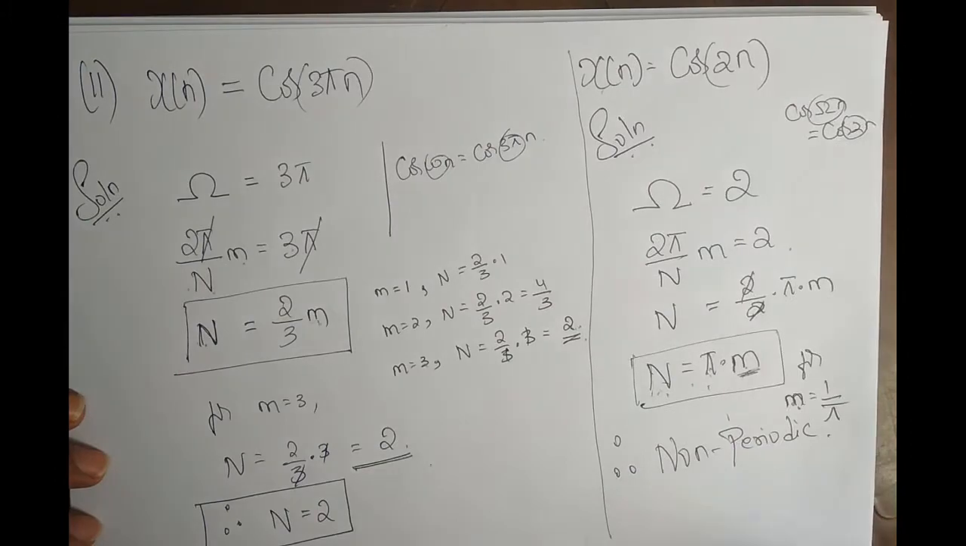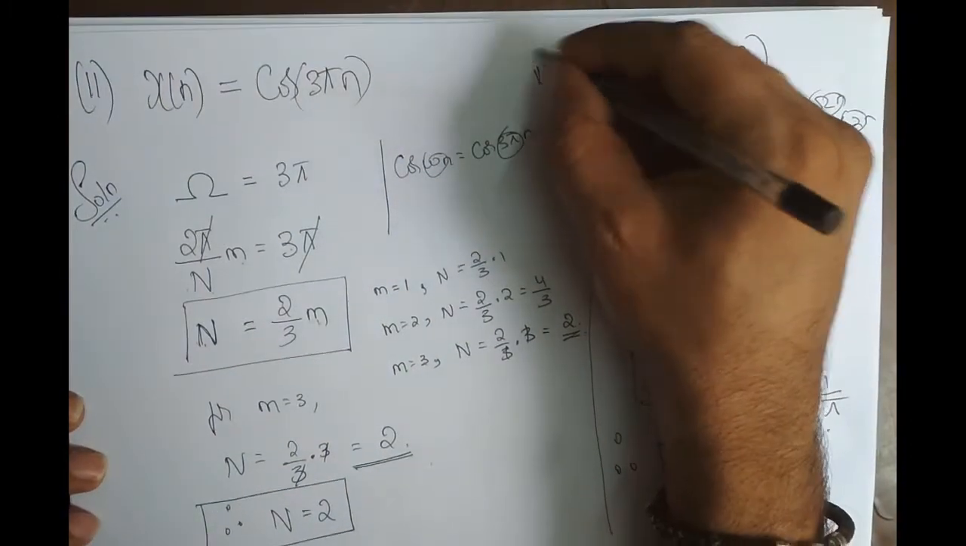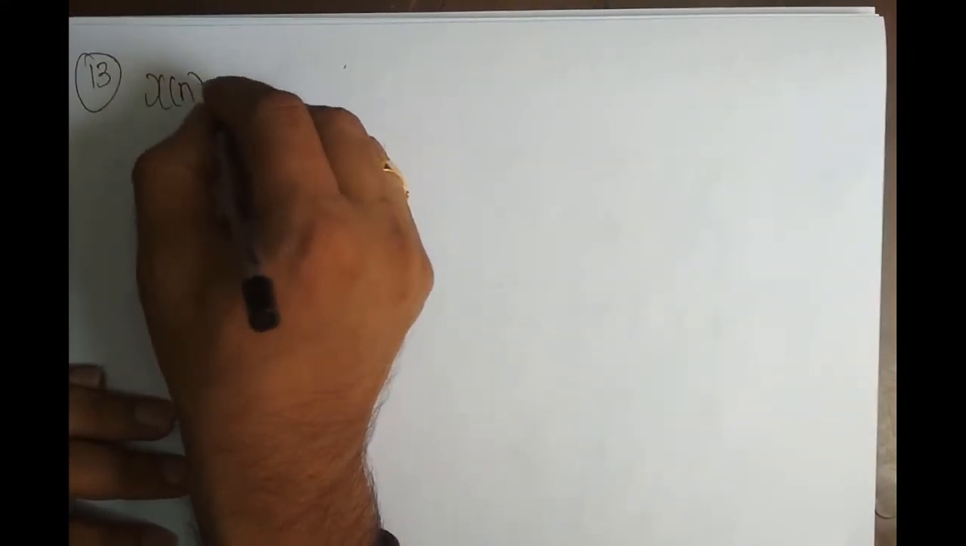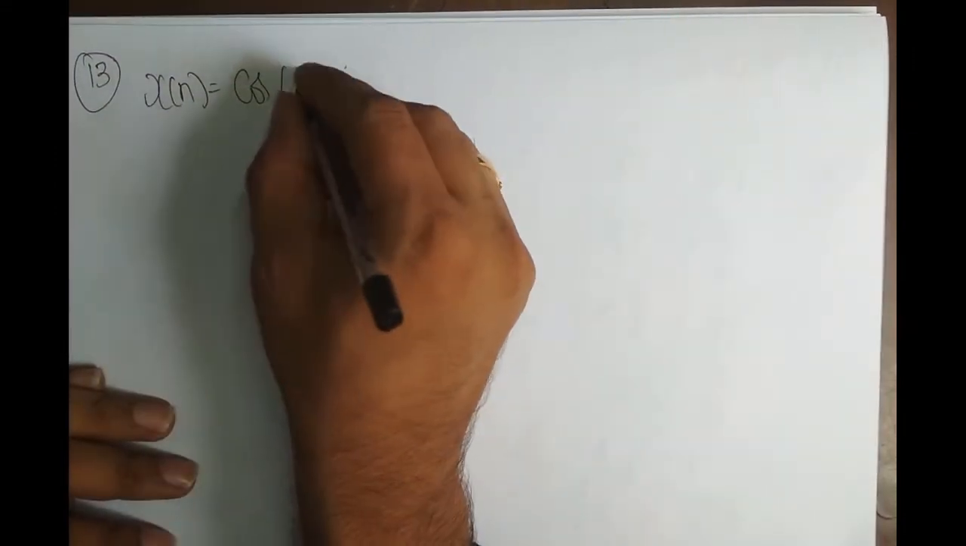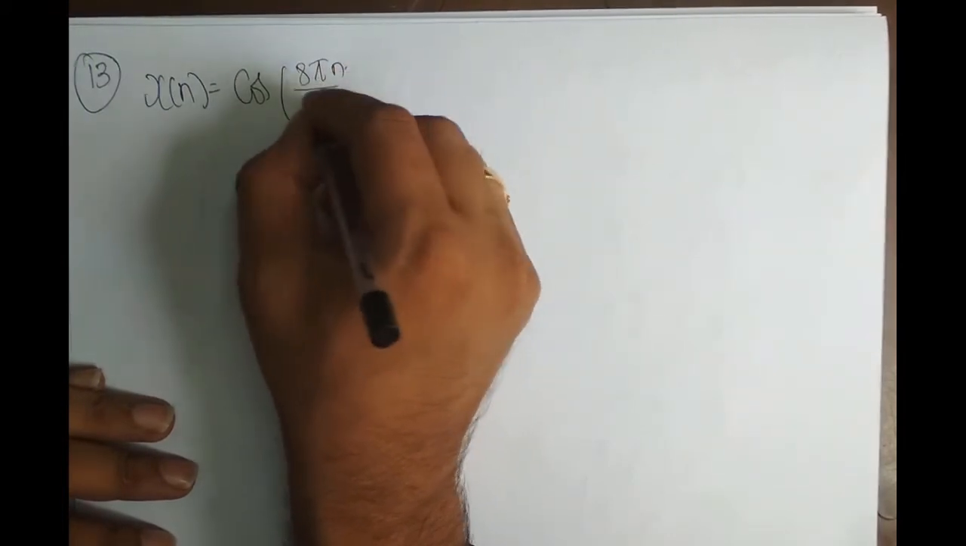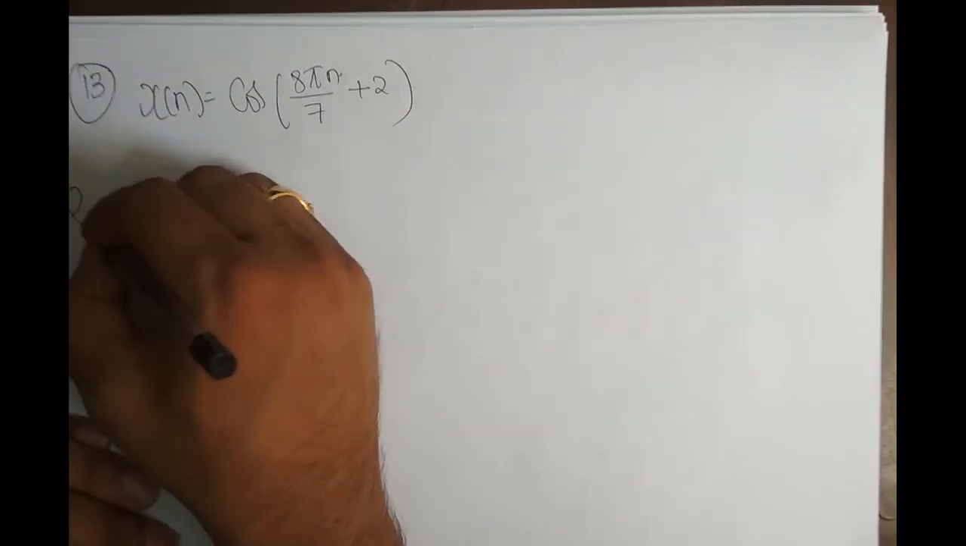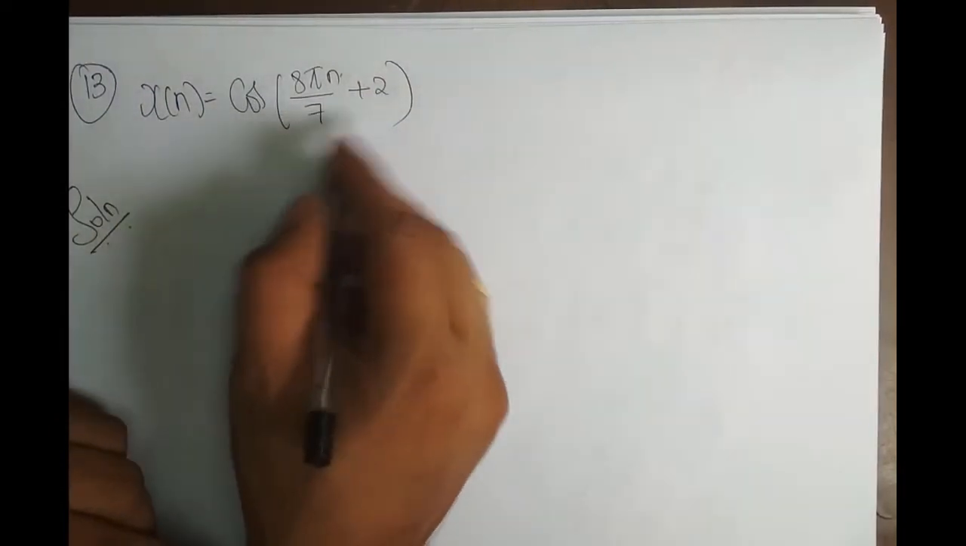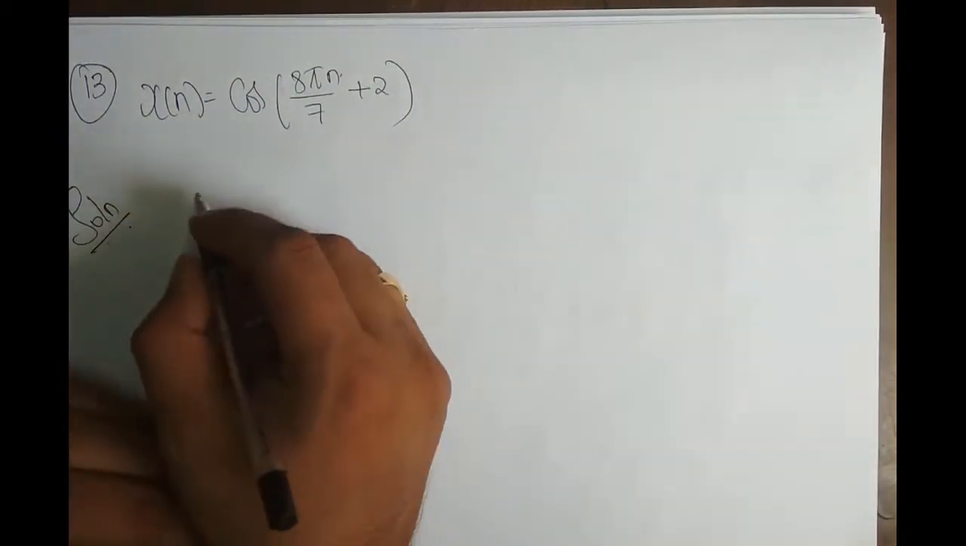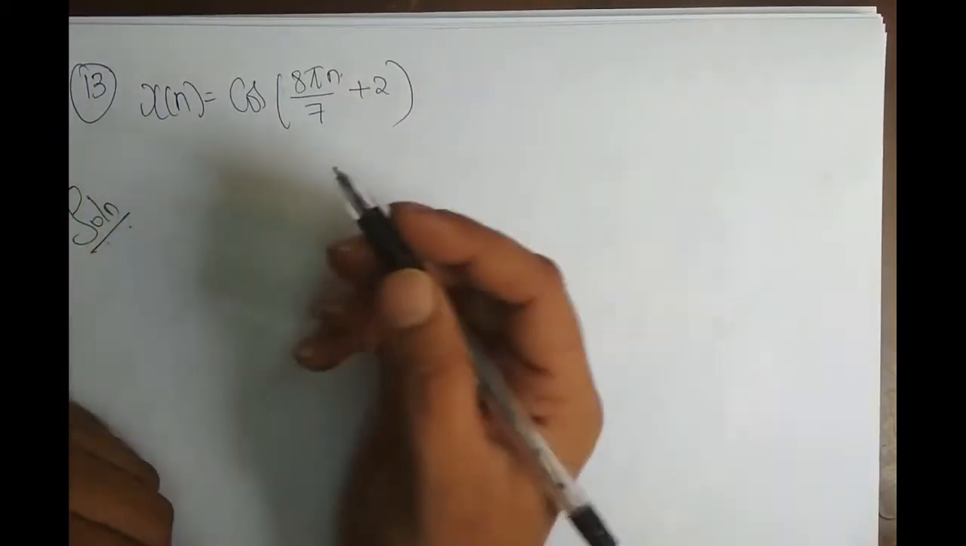Okay. This is problem number 12. Next, the 13th problem. x of n is equal to cos of 8 pi n by 7 plus 2. Solution: what is our aim? I have to check for periodicity. This is obviously a periodic signal, but I have to check what its fundamental period is.